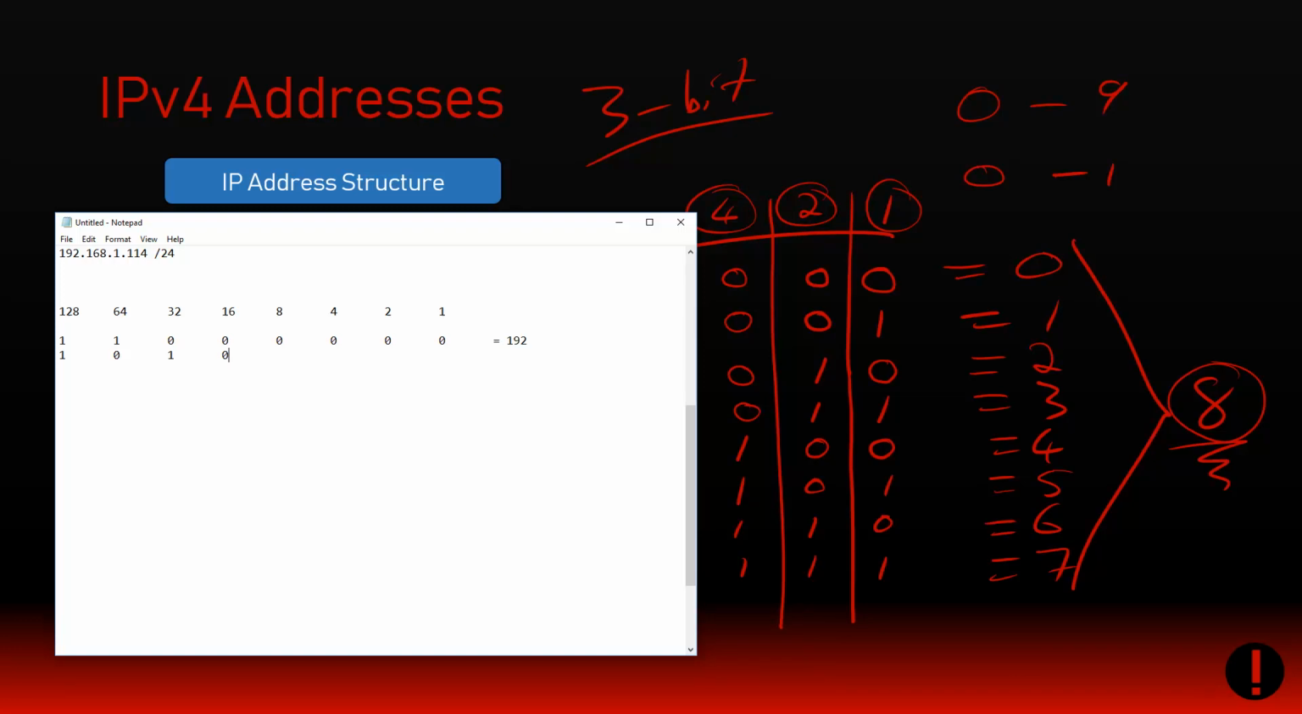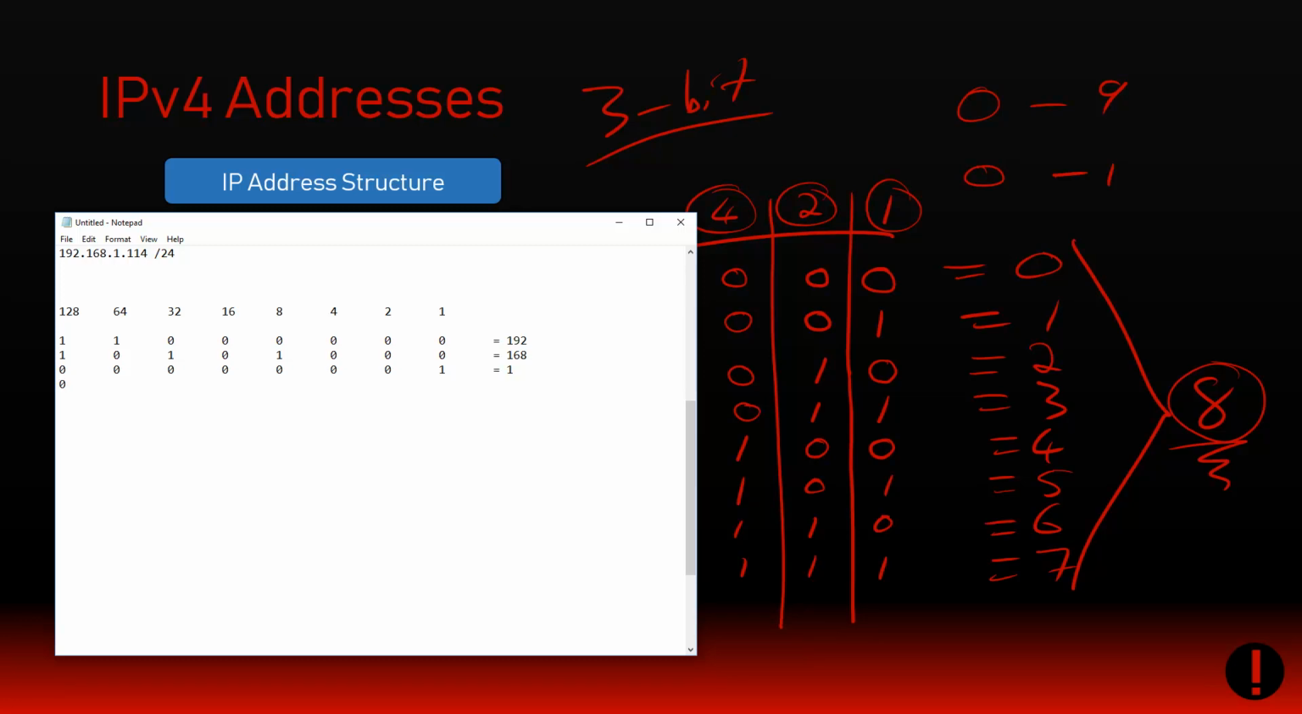16 cannot go into 8, but 8 can go into 8, leaving us a remainder of nothing. Now that would be what 168 looks like in binary. Now 1 is pretty straightforward, and I think you can all get that one pretty quickly, which is equal to the 1, and finally the 114. Now 128 cannot go into 114, so that is equal to 0.